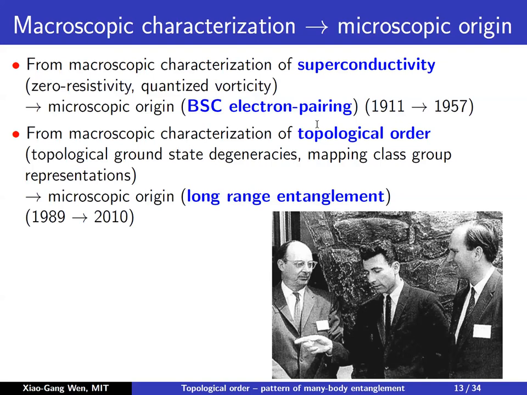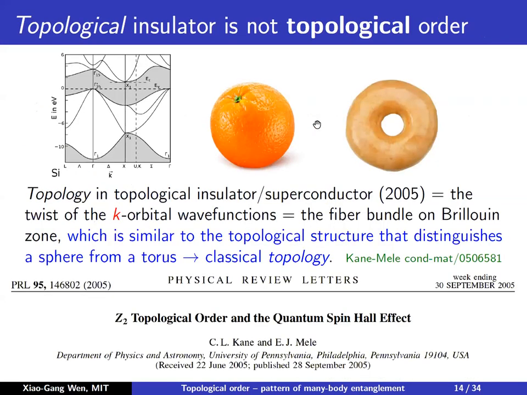So Langevin entanglement is a microscopic origin of a topological order, and this is Gwangsi degeneracy, and it's a macroscopic definition or characterization of a topological order. Here I want to remark that the topological insulator and the topological order are really different. Right now topology is a very popular word. Everything is called topological. But the topological in topological insulator and topological in topological order are really very different things.